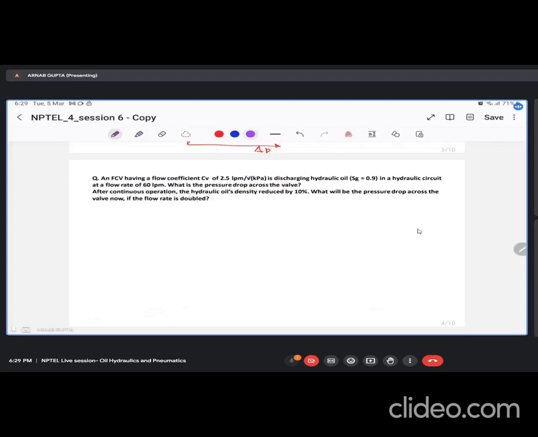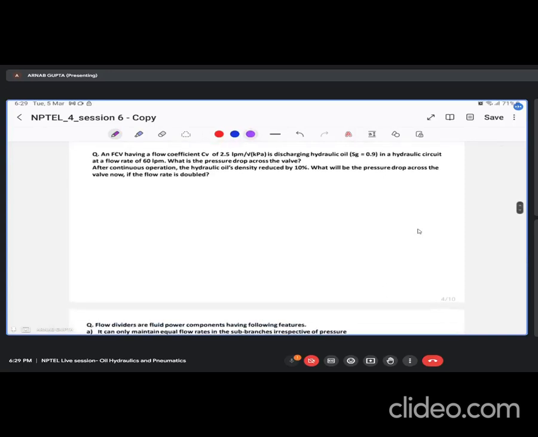Coming to the next question. A flow control valve having a flow coefficient, so it's a numerical CV, that is a flow coefficient. You should be aware of this particular coefficient. Like if it's discharge coefficient, then it's CD. That's different. So there you have to apply a different formula. And here it's told flow coefficient CV. So it is not dimensionless. It's having some unit.